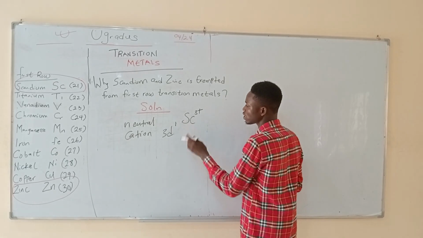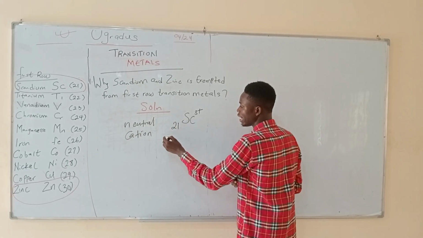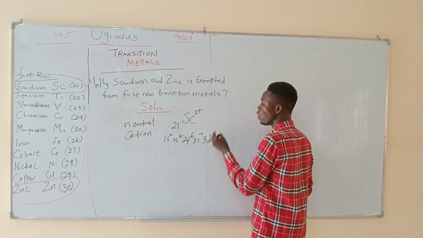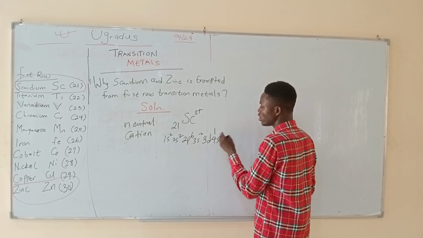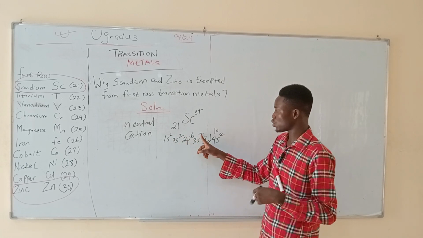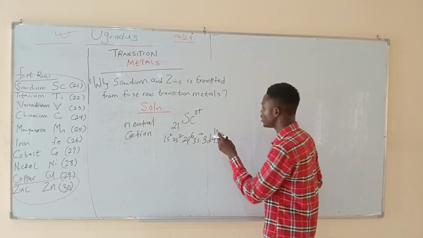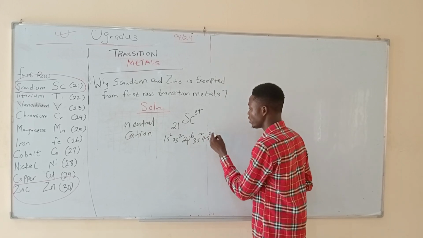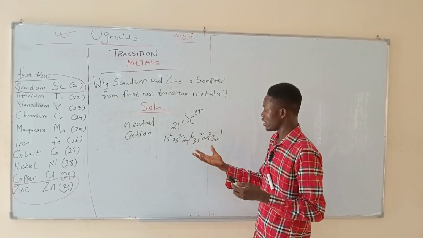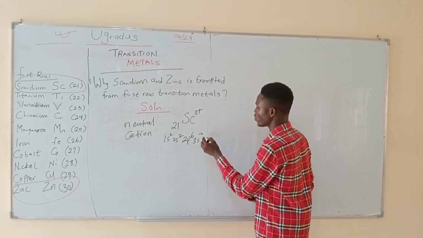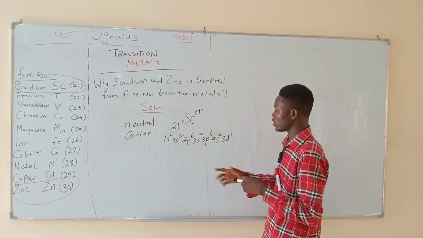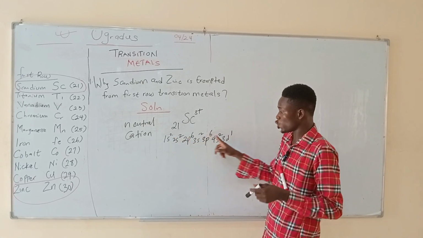Now, if we configure this, scandium is 21, and that should be 1s2, 2s2, 2p6, 3s2, 3p6, 4s2, and 3d1. By the time you sum this up, this is 2, 2, that's 4, 10, 12, 18, 20, and 21.